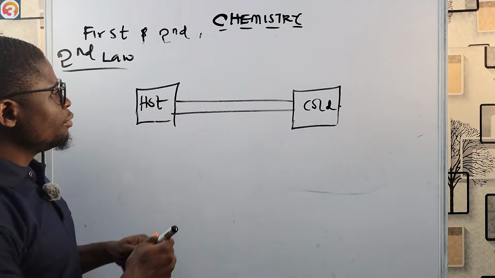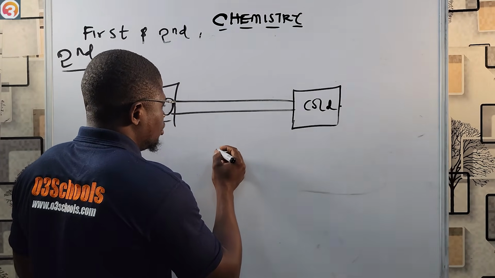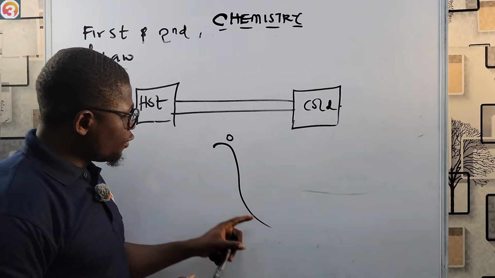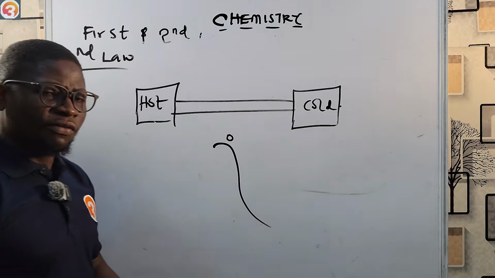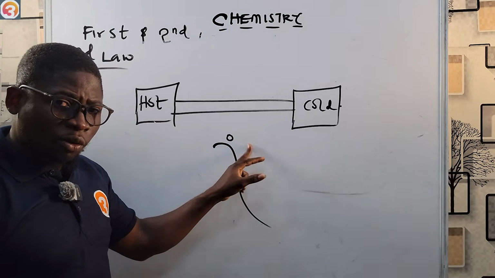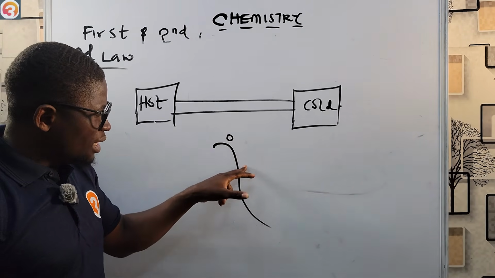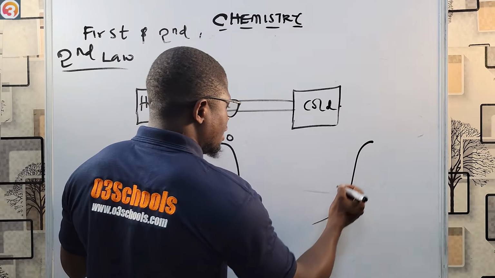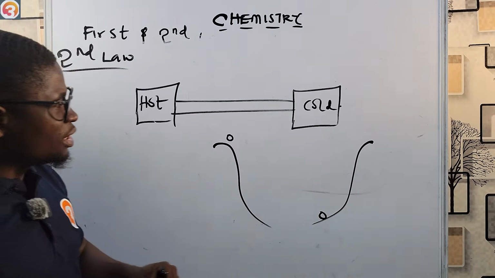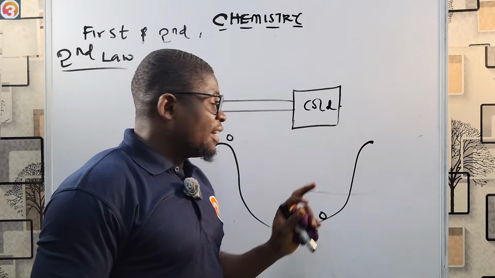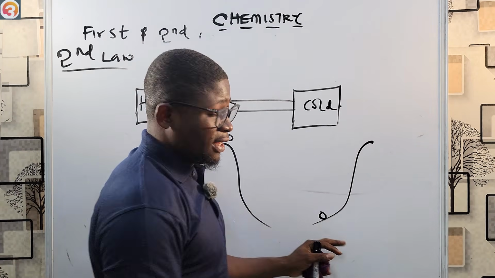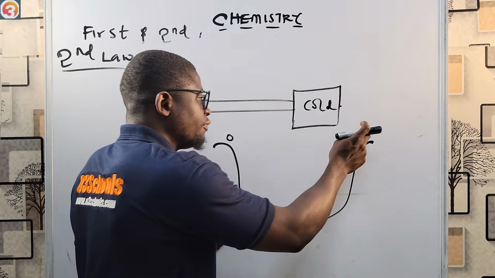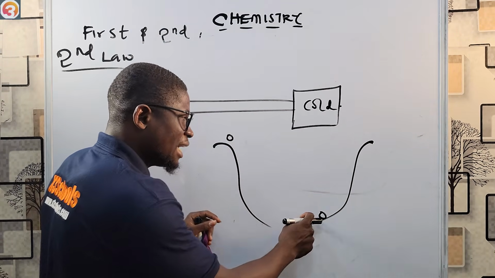For example, let's say this is a cliff, and there's a ball here. Will this ball roll from here to here or from here to here? If you want it to come down, it will roll down the cliff from this top. Now if you have a ball down here and you want it to go up, naturally this ball will not go up. From this top it can come down, but from here it cannot go up.